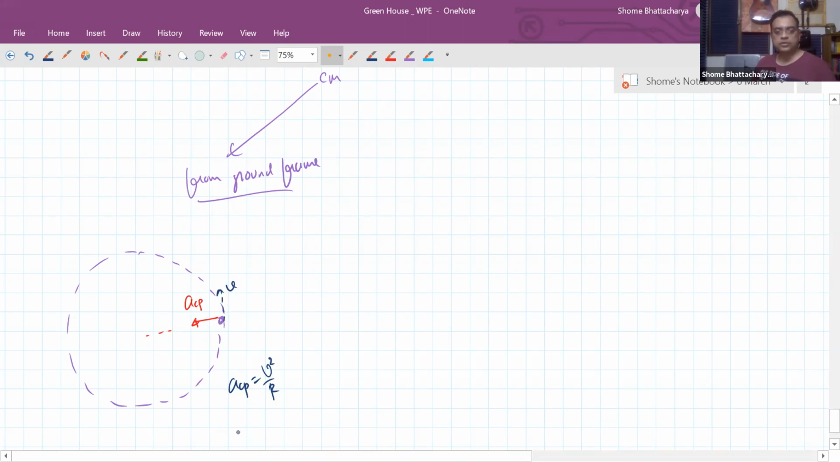So the net force should be equal to mass into acceleration. So the centripetal force should be equal to mv square by r towards the center.